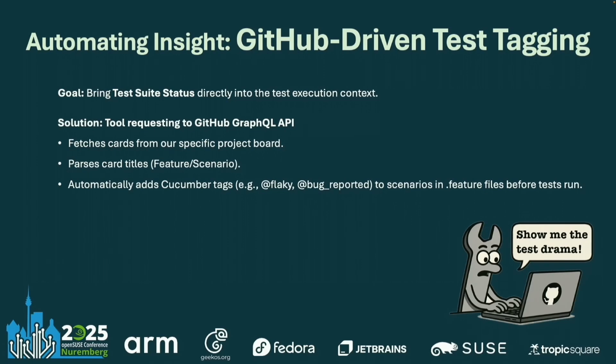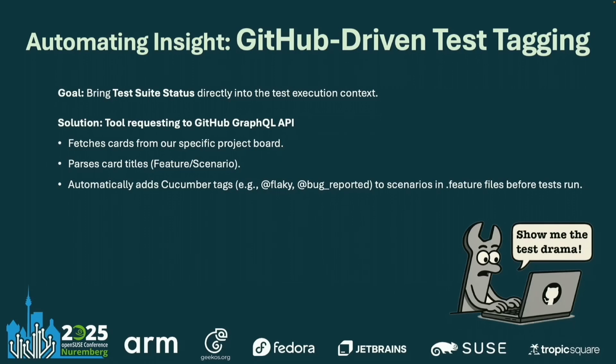Here's how this script operates. Before any set of test runs, the script connects to the GitHub GraphQL API, and it's set up to ask for information from our special test suite status board. Then it gets the cards from the different columns like flaky test, debugging, bugs, and so on. And then it reads the card titles to find the specific feature and scenario names.